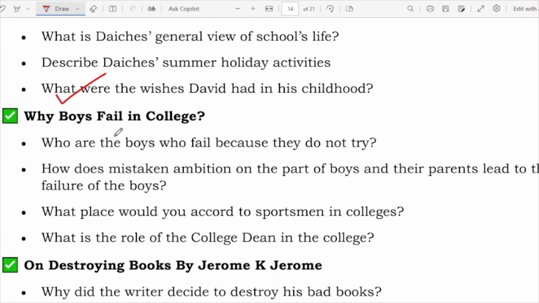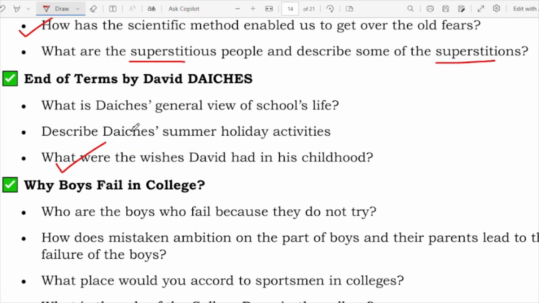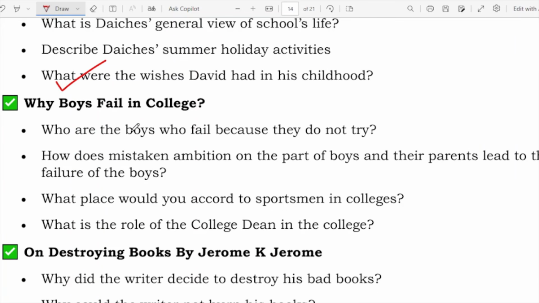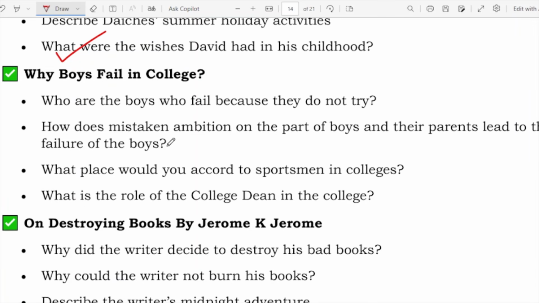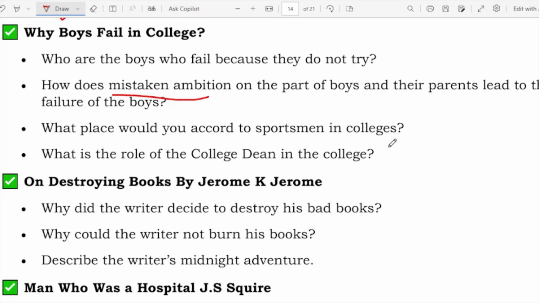In this lesson you can use the present tense, but in End of Term you use the past indefinite tense. So ensure these tenses in your answers. Who are the boys who fail because they don't try? How does mistaken ambition, this is also very important, on the part of the boys and their parents lead to the failure of the boys in the examination?